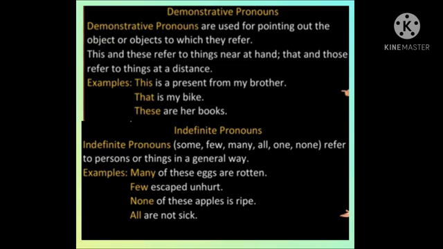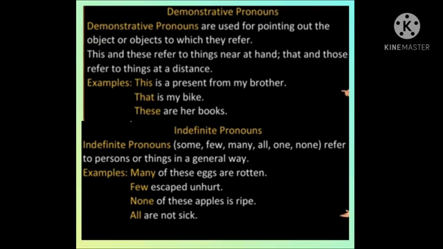For example, this is a present from my brother. So this present is near to me. It is kept in my hand and it is a singular piece. Then, these are her books. These are her books means this is referring to nearby objects and they are plural in number.